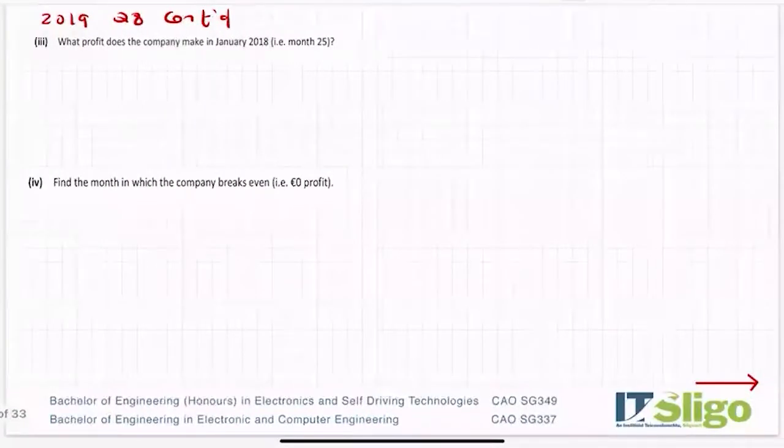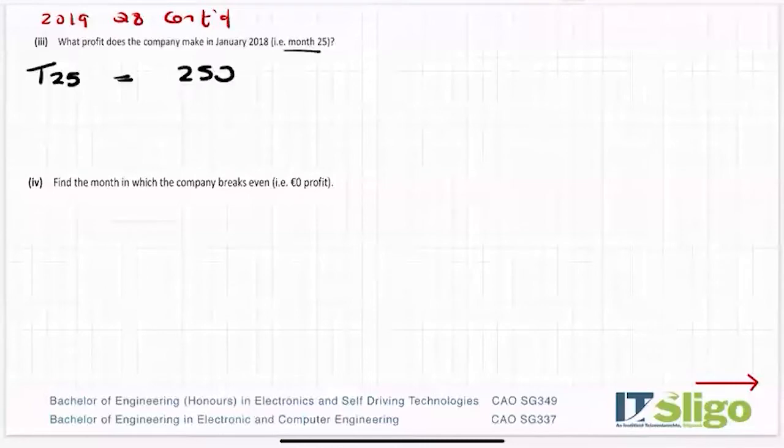Now when it says, what profit does the company make in January 2018? Thankfully, they've told us that that's month 25. So you are looking for what would be the 25th term in that sequence. You take what you had written down, which was 250n minus 4250.